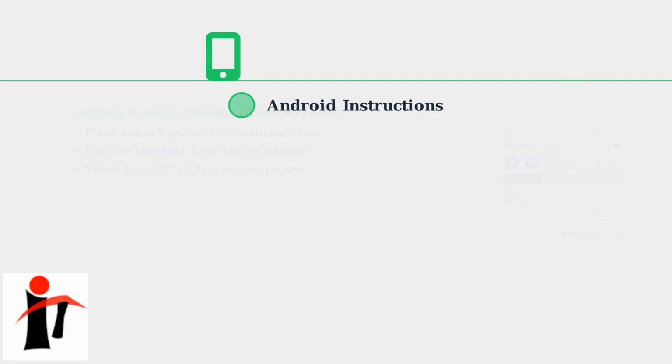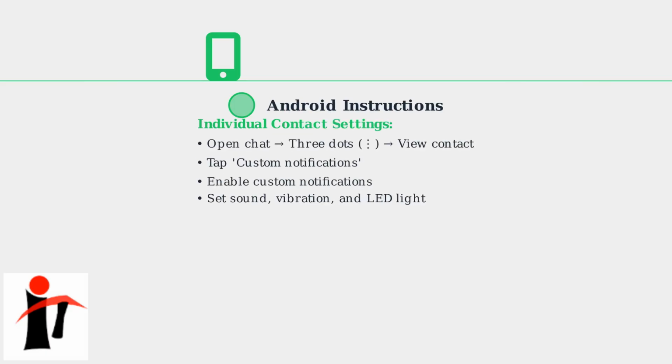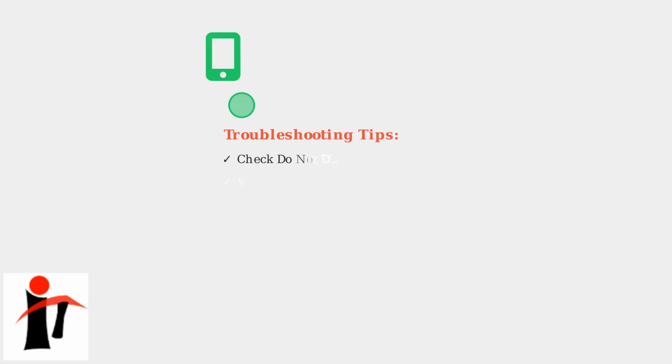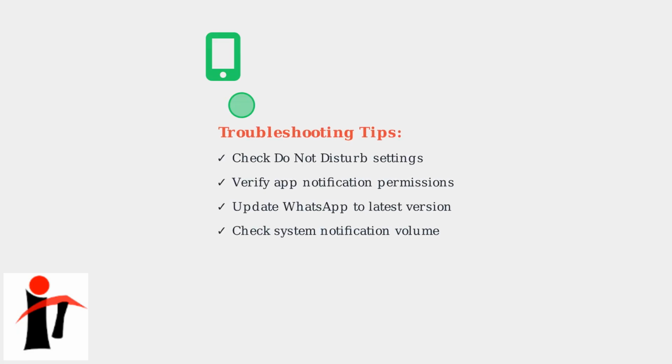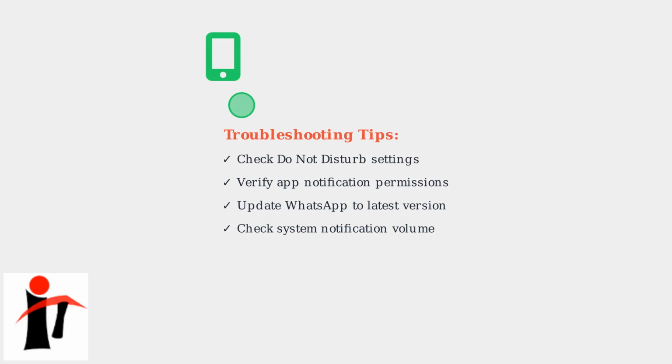Picker. For individual contacts on Android, open the chat, tap the three dots menu, select View Contact, then Custom Notifications to set specific sounds, vibrations, and even LED light colors. If you encounter issues with notification sounds not working, remember to check your device's Do Not Disturb settings and ensure WhatsApp has proper notification permissions in your system settings.